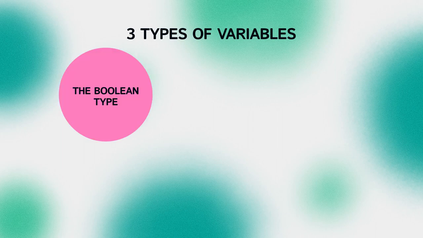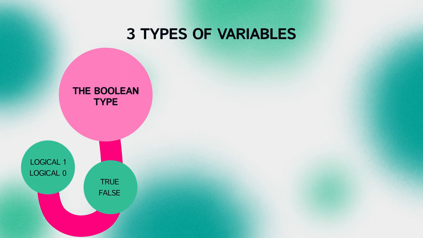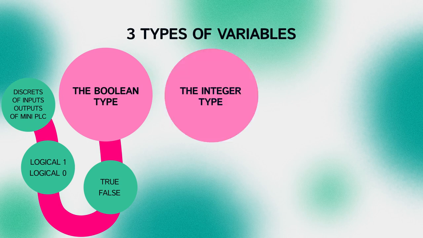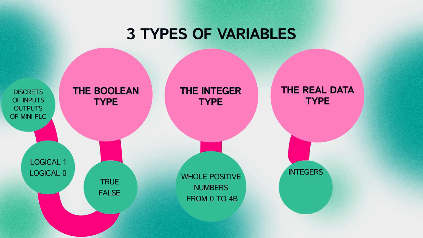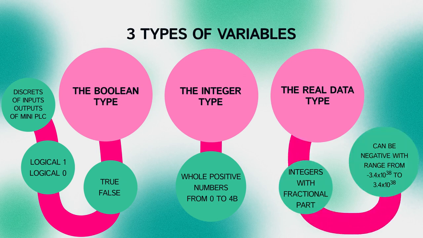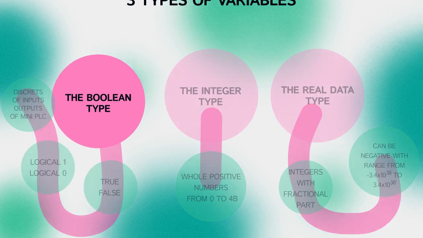The Boolean type, or logical, is the value true and false, or logical 1 and logical 0 respectively. Discrete inputs and outputs of mini PLCs are just Boolean. The integer type, or integer, these are whole positive numbers ranging from 0 to over 4 billion. The real data type, float, these are numbers that have a fractional part which can be negative, and their range of values is so large that I don't even know such numbers. So I will display it on the screen.